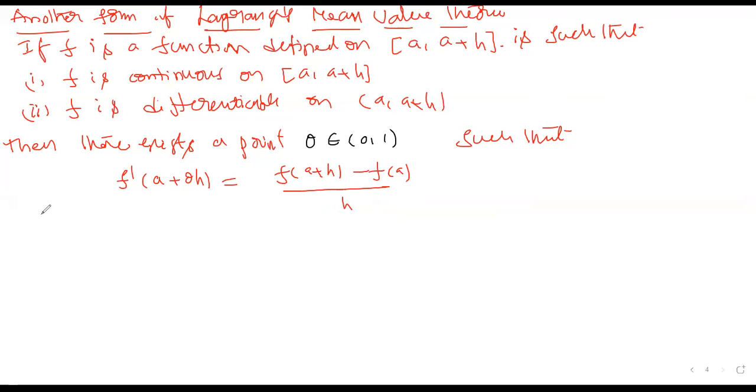Once again, I am telling you, f is a function defined on the closed interval a comma a plus h, such that one, f is continuous on closed interval a comma a plus h, and f is differentiable on open interval a comma a plus h. Then there exists a point theta belongs to 0 comma 1 such that f dash of a plus theta h equals f of a plus h minus f of a by h. So this is another form of the Lagrange's theorem. Now we have to solve some problems on this one. See the example.